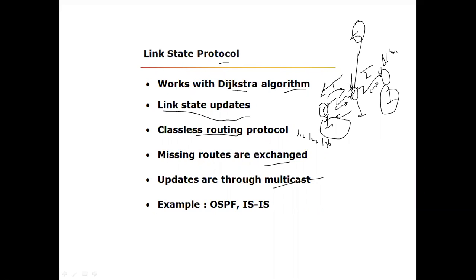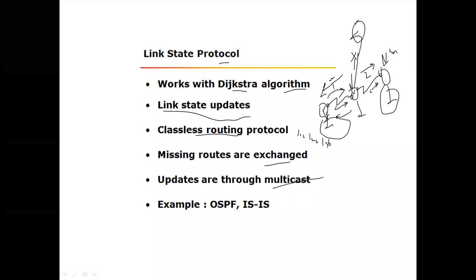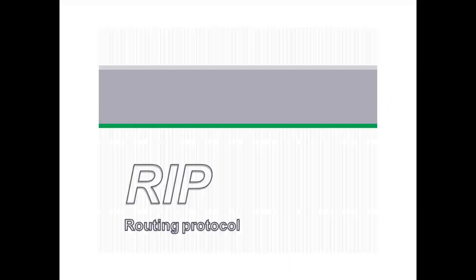The updates will pass to the OSPF neighbor only. It will not pass here. Why? Because of the multicast. Multicast means it is used for a specific group. It uses some special IP address. Okay, what IP address, we will see that.